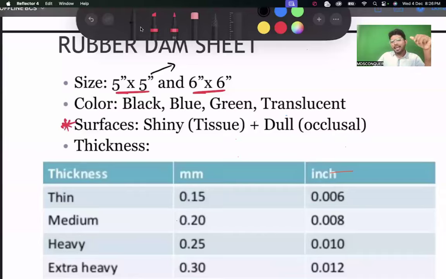So what thickness is regularly used in endo and pedo? Not heavy. Yes, right, medium. Heavy, extra heavy, and special heavy are useful whenever you require extra retraction, that is in the case of your class 5s. So whenever you have class 5 restorations, you require extra retraction. In such cases, you have to go for thicker dams.